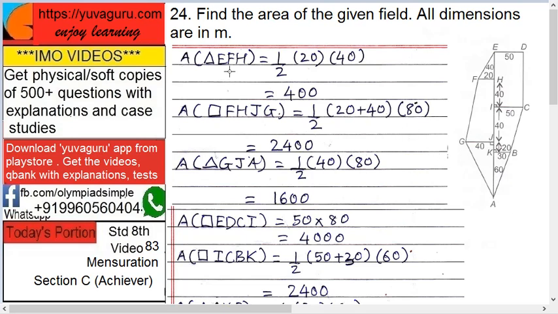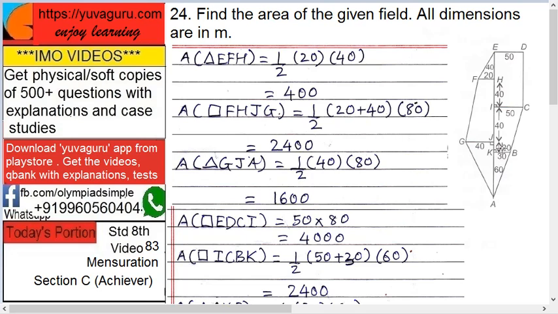Okay, let's start. Area of EFH. EFH is half base height, 1 by 2 into 20 into 40, right? 400. Area of FHJG: this is a trapezium. Parallel sides 20, 40. Height is 40 plus 40, 80, right? So half into 20 plus 40 into 80, so 2400.